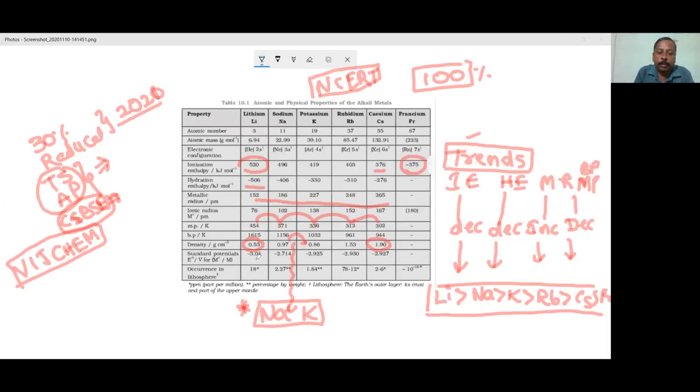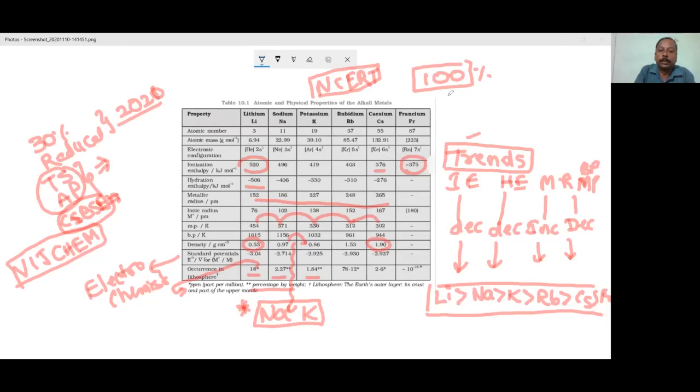Understood? Standard potential minus 0.362, minus 2.74, minus 2.925, minus 2.930. So standard reduction potential you will come across and you will start understanding once you go through electrochemistry. But for the time being, you can think that reduction potential becomes less negative. Then occurrence in the lithosphere. Lithosphere is a layer name in the earth. It is 18%, 2.27, 1.84. This is the percentage by mass, or you can say percentage by weight. Double star are percentage by weight. If they are single star, then they are called ppm.